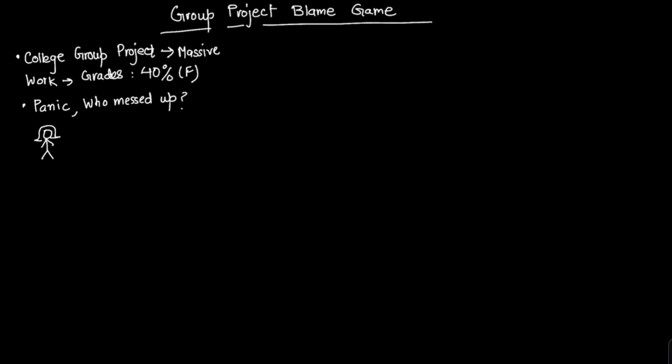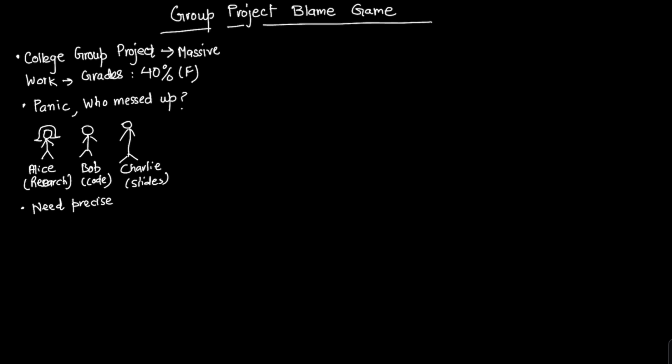Who messed up? Was it Alice, who did the background research? Was it Bob, who wrote the backend code? Or was it Charlie, who made the PowerPoint slides? You can't just fix everyone. That doesn't solve the problem. You need to assign blame precisely so you can fix it for the next time.